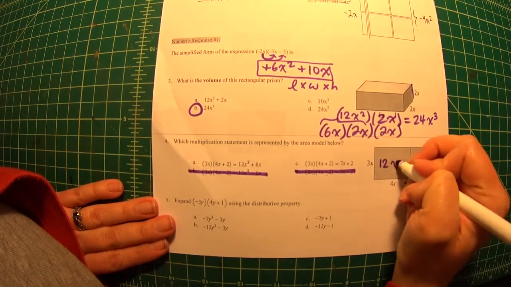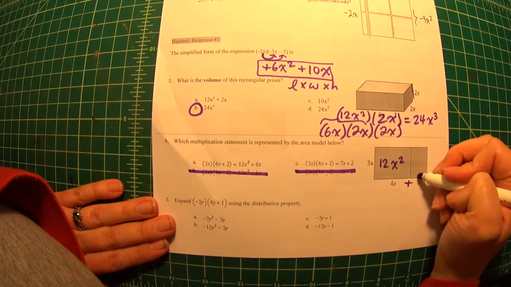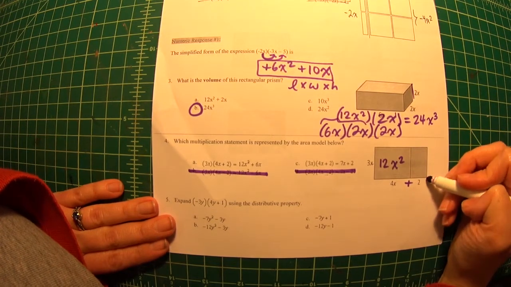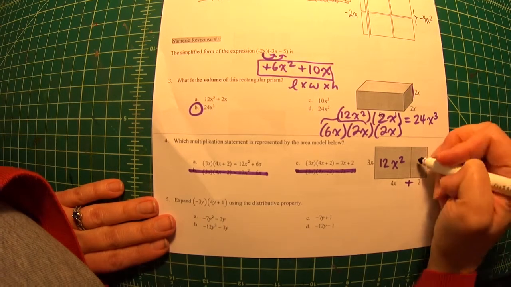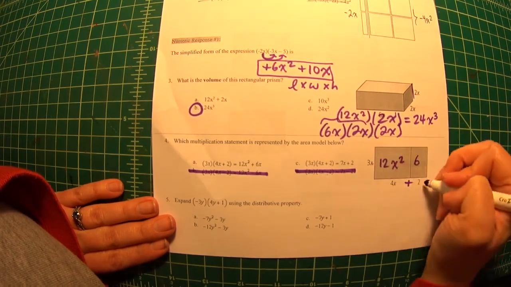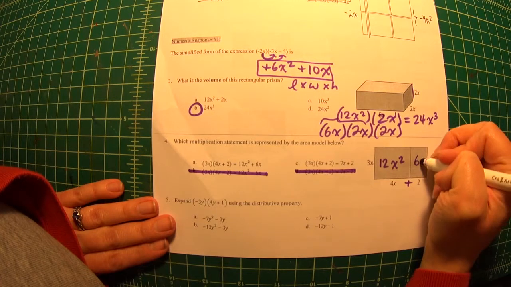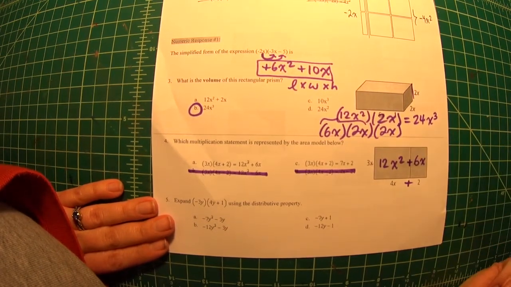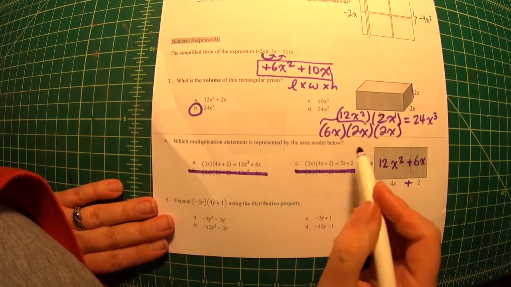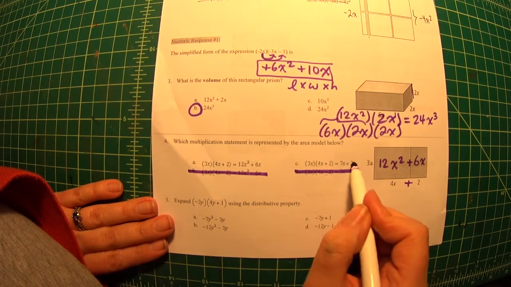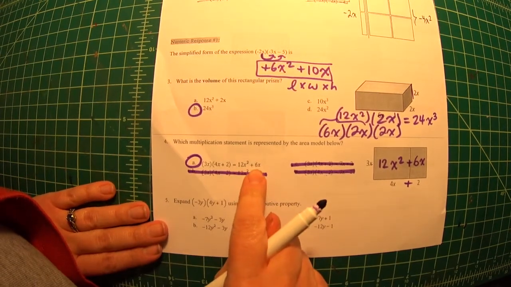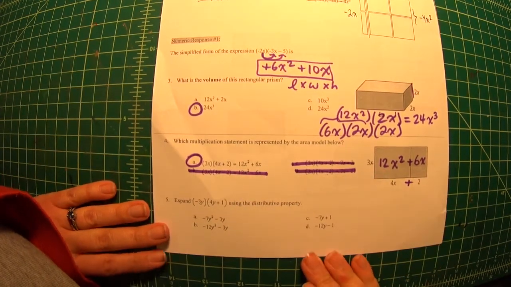X times x, x squared. Now this area, length times width again, 3x times 2. So 3 times 2 is 6. X times no other variable just stays the same. Because it's not a negative, we know it's a positive. So 12x plus 6. Oh, so look, this is not even close. So that's gone. Definitely A. 12x squared plus 6x, just like we got.